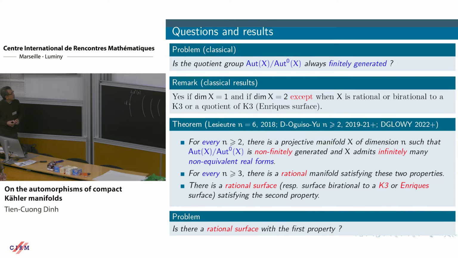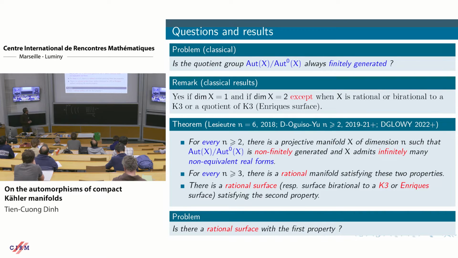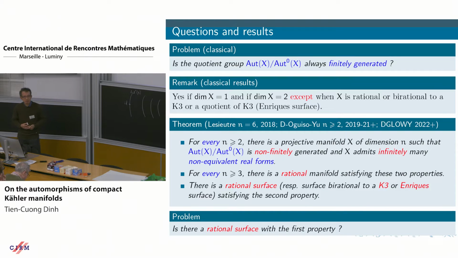There is an open problem which is left here. Is there a rational surface with the first property? We don't know yet. Working with rational surfaces is quite difficult, because when you blow up a rational surface, you might have more automorphisms or less. So it's difficult to control this. It's not the case for K3 surfaces. For K3 surfaces, when you blow up, you have less automorphisms. So this is the main reason that the problem is difficult.